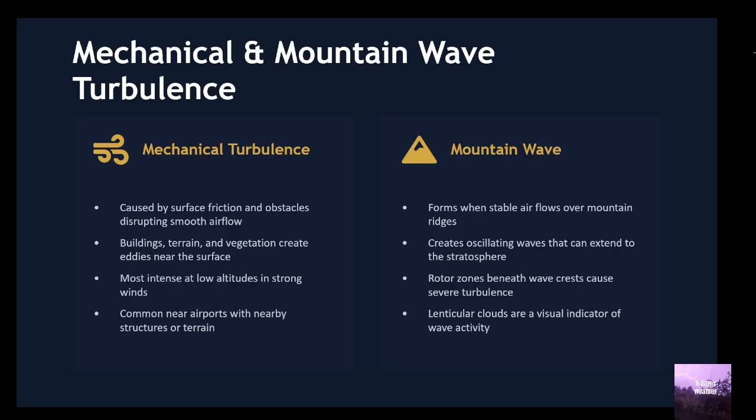Mountain wave forms when stable air flows over mountain ridges, creating oscillating waves that can extend to the stratosphere. Rotor zones beneath waves cause severe turbulence. Lenticular clouds are visual indications of wave activity.